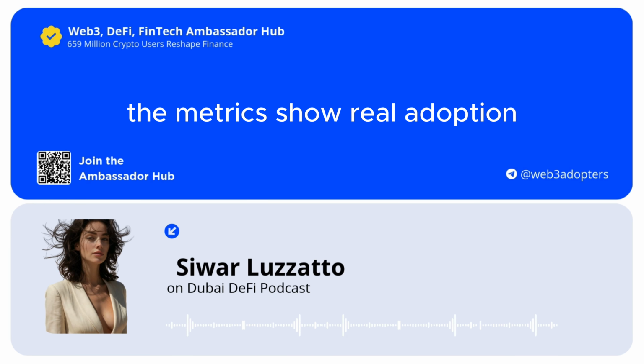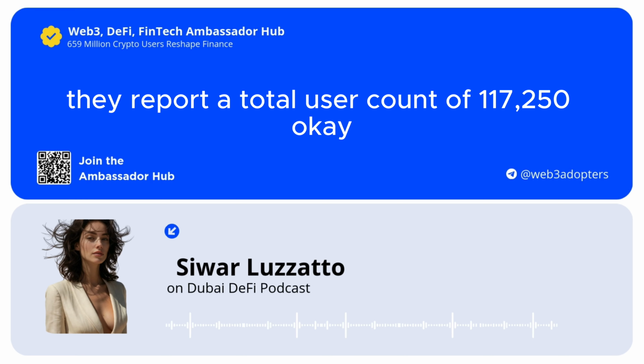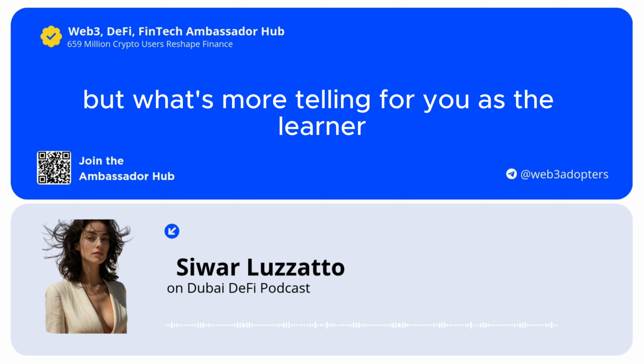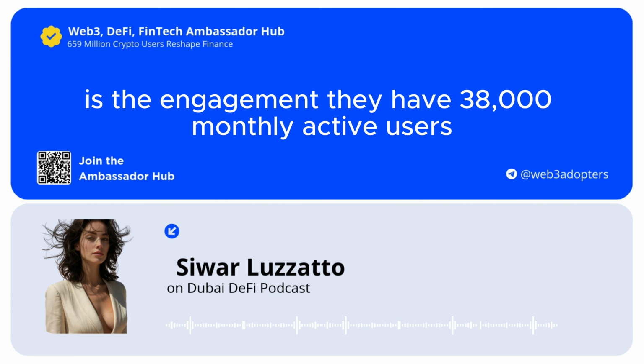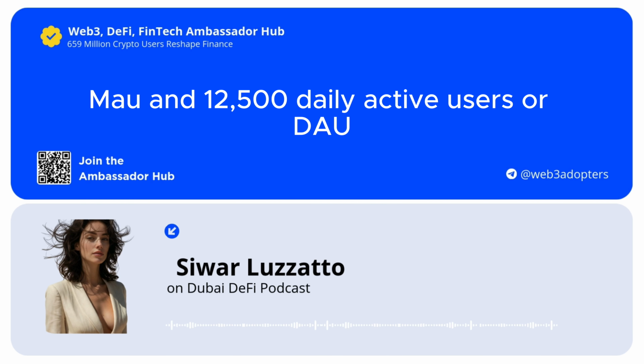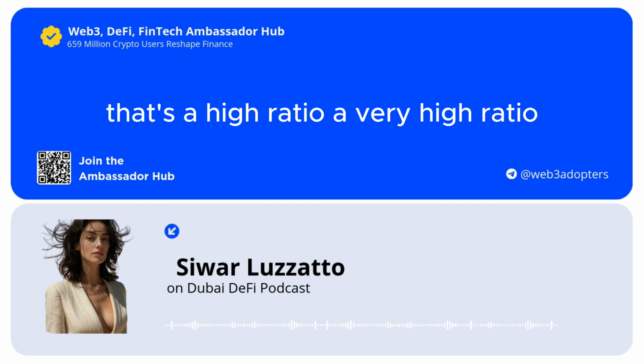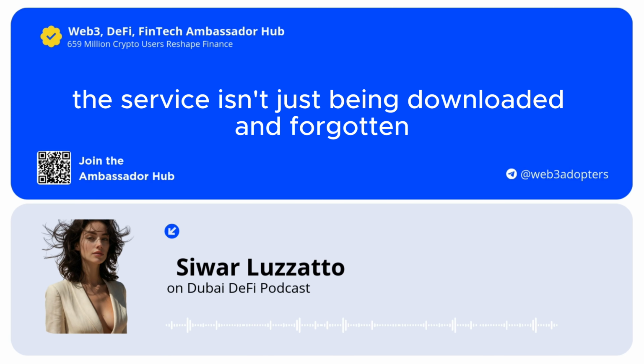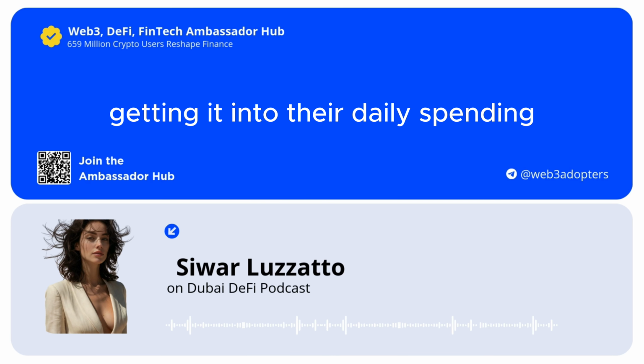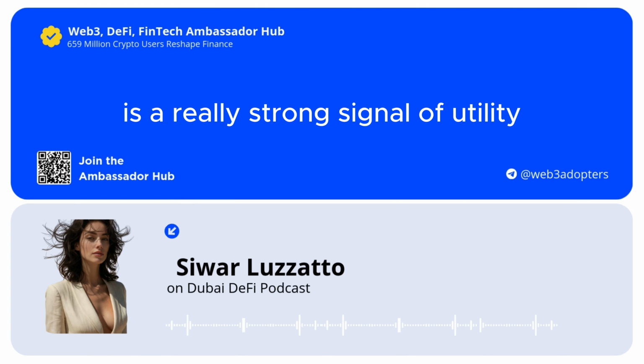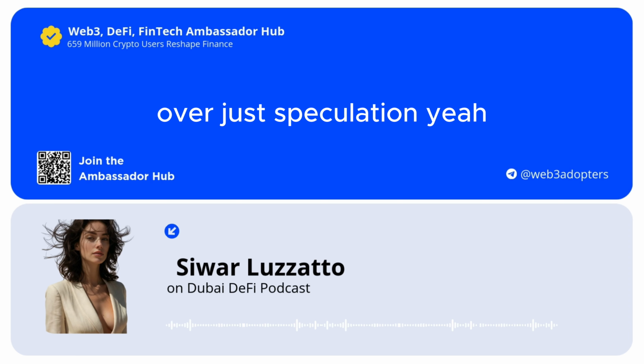The metrics show real adoption. They report a total user count of 117,250. Okay. But what's more telling for you as the learner is the engagement. They have 38,000 monthly active users, MAU, and 12,500 daily active users, or DAU. That's a high ratio. A very high ratio. It shows the service isn't just being downloaded and forgotten. People are integrating it into their daily spending. That daily usage metric is a really strong signal of utility over just speculation.